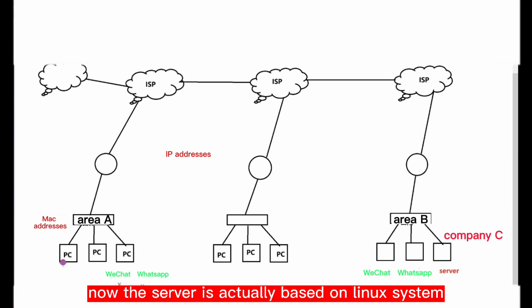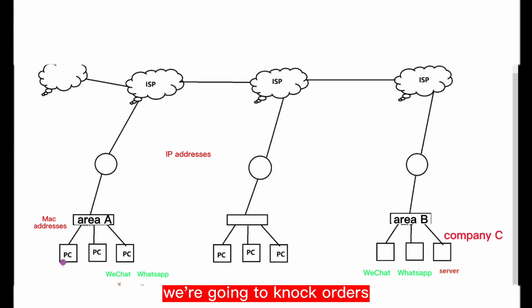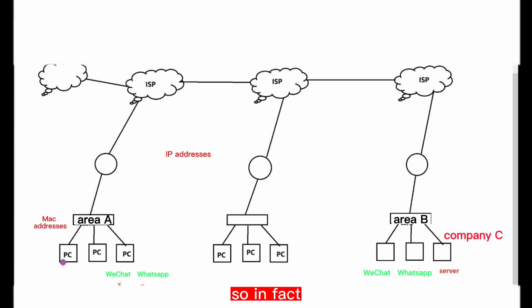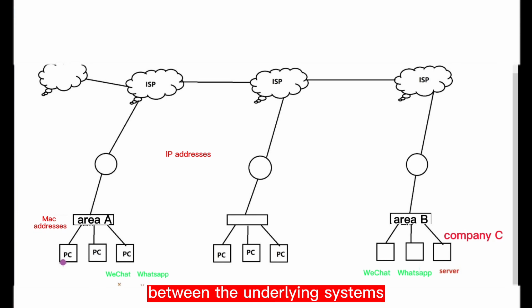Now the server is actually based on the Linux system. In the future we will work with Cisco's equipment, and actually we are using the Cisco IOS system. It is also a secondary modification based on Linux. So in fact, there are 4 different systems, and they all have differences in the underlying systems.